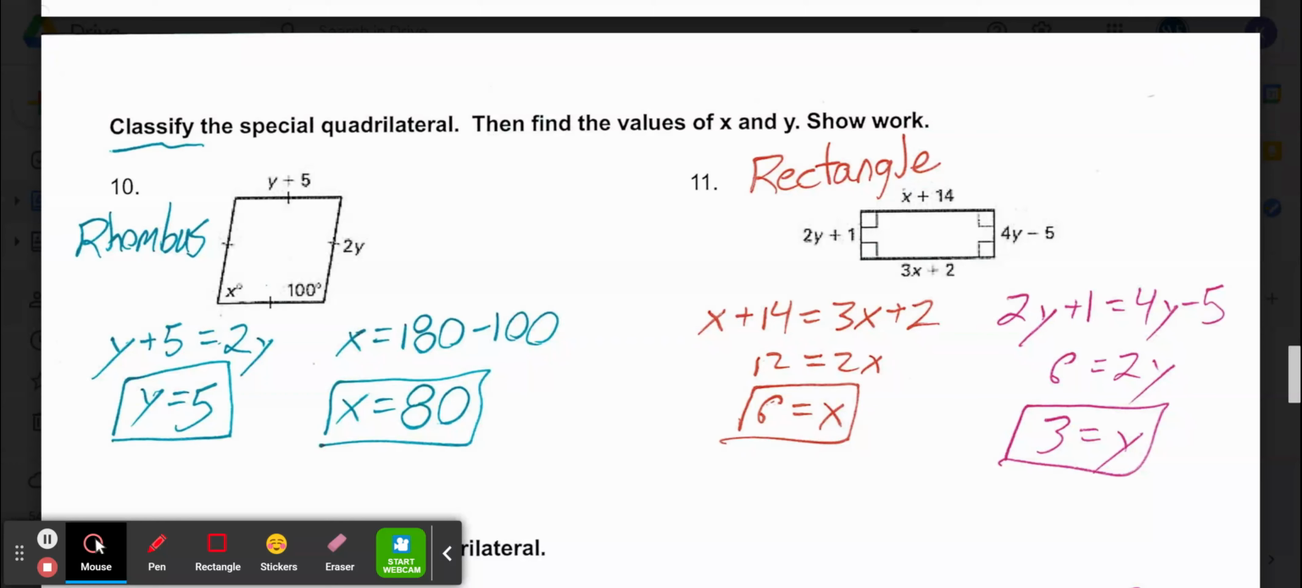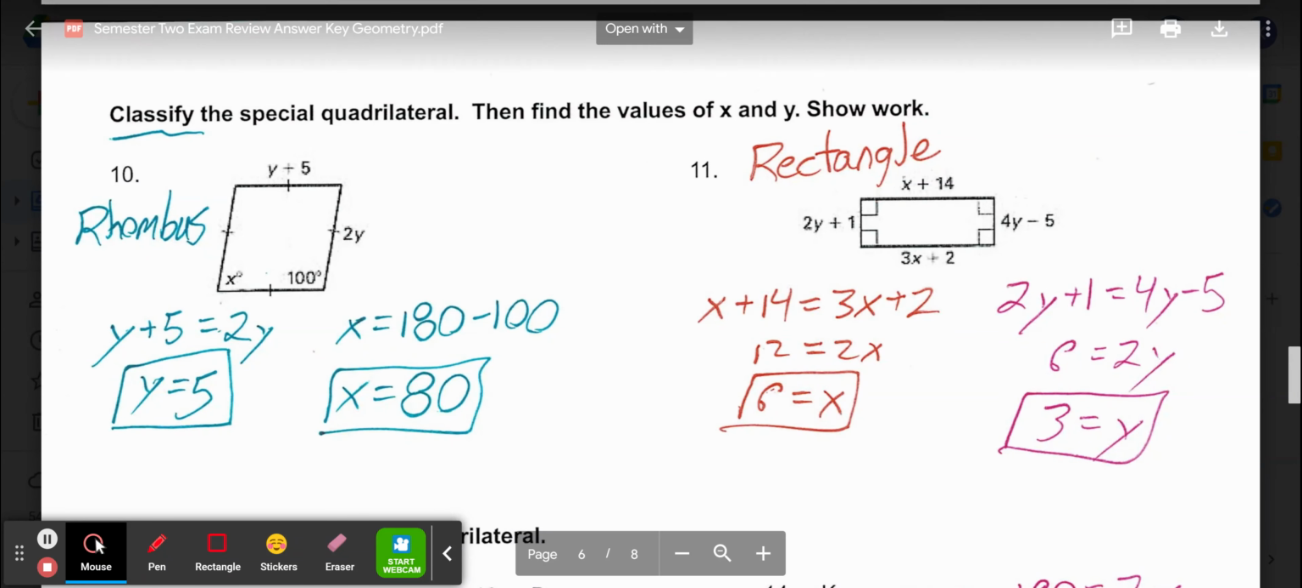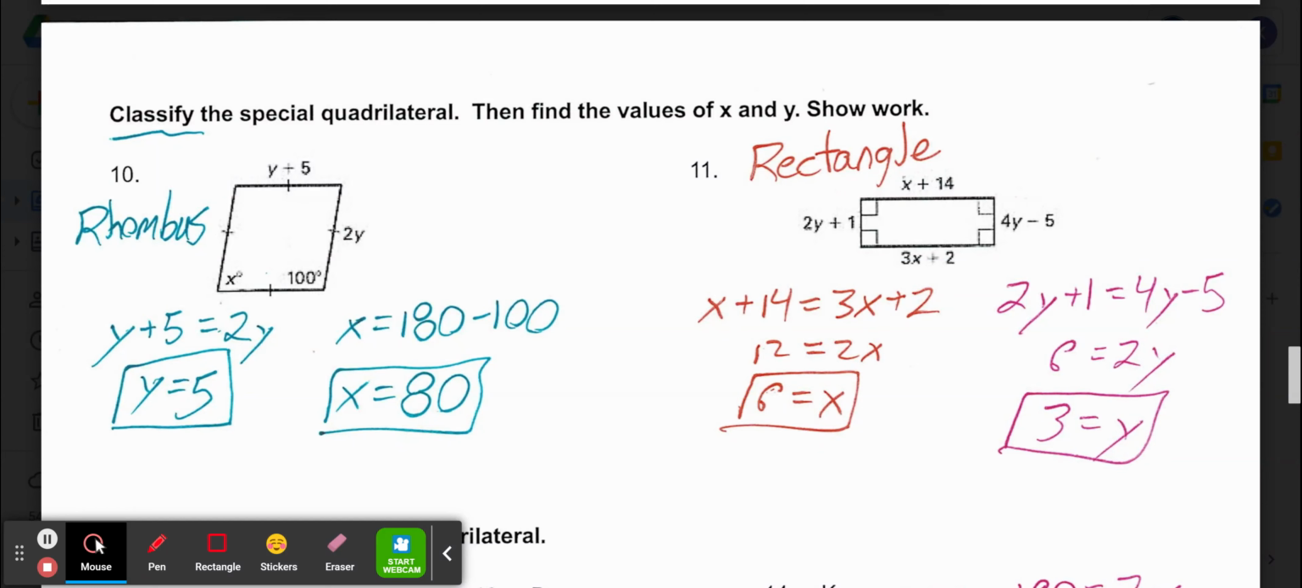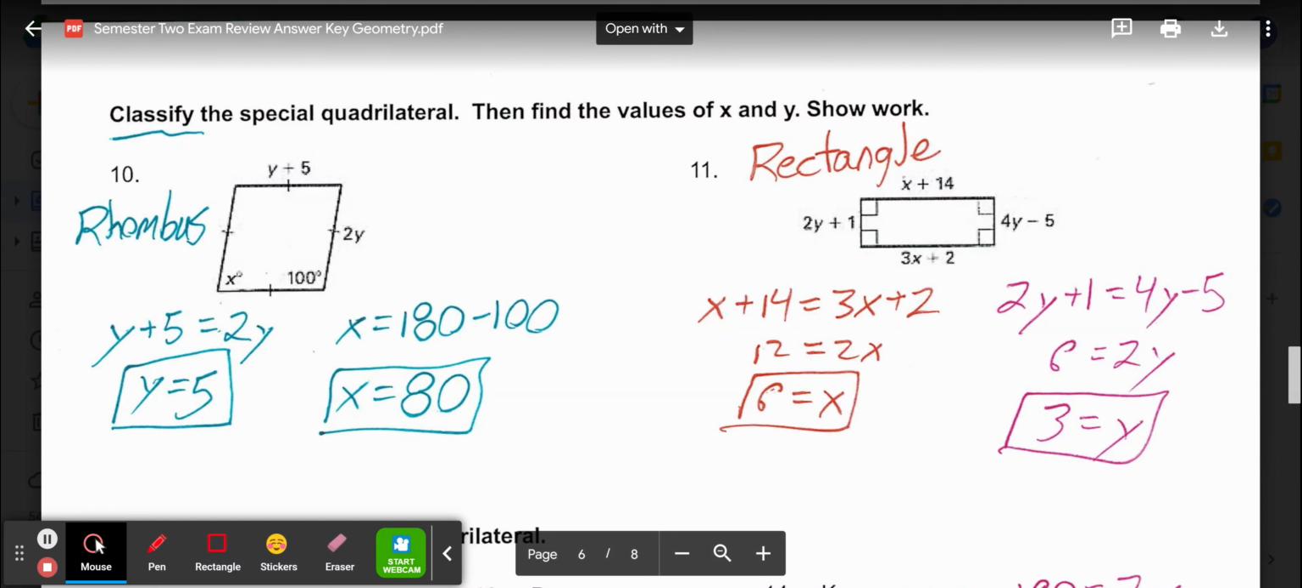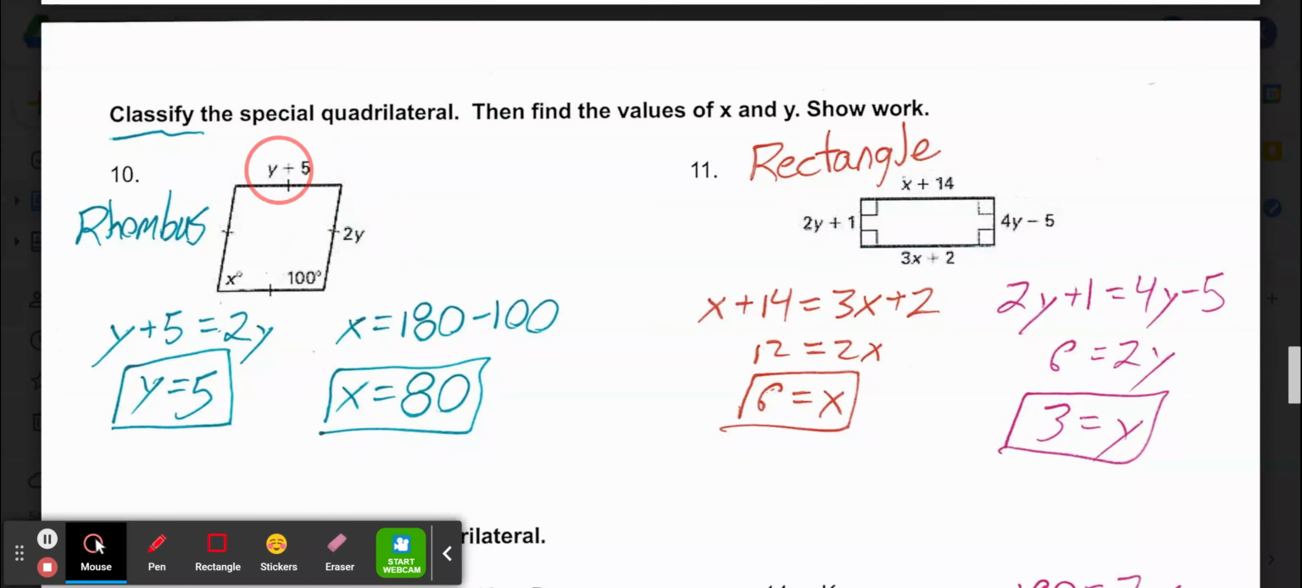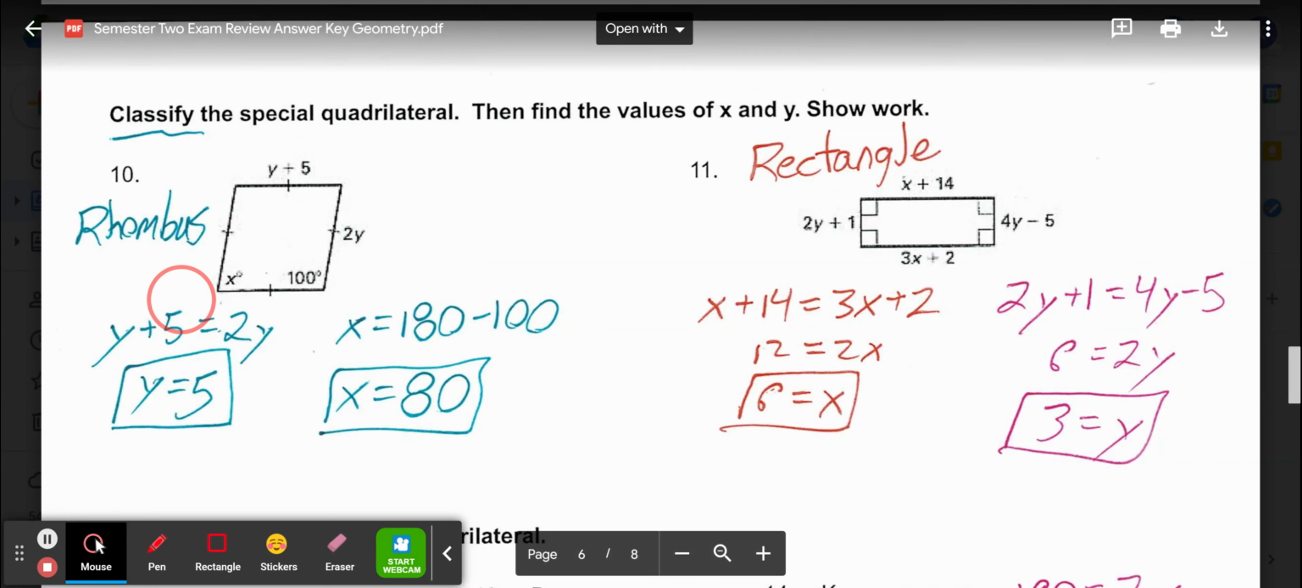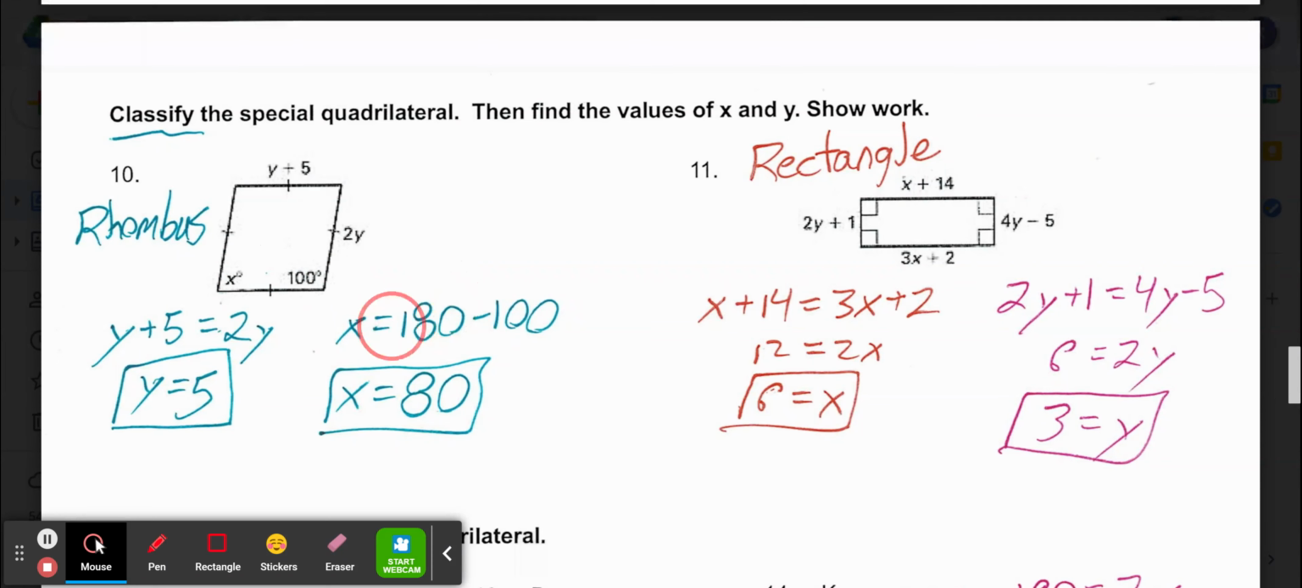Classify the quadrilaterals, then find x and y. So in 10 we have a rhombus, 11 a rectangle. Because it's a rhombus, opposite sides are equal, and all sides are equal. So 2y equals y plus 5. Solve for y, which would be 5. Then we know adjacent angles are supplementary again. So 180 minus the 100 will give us x. X is 80.